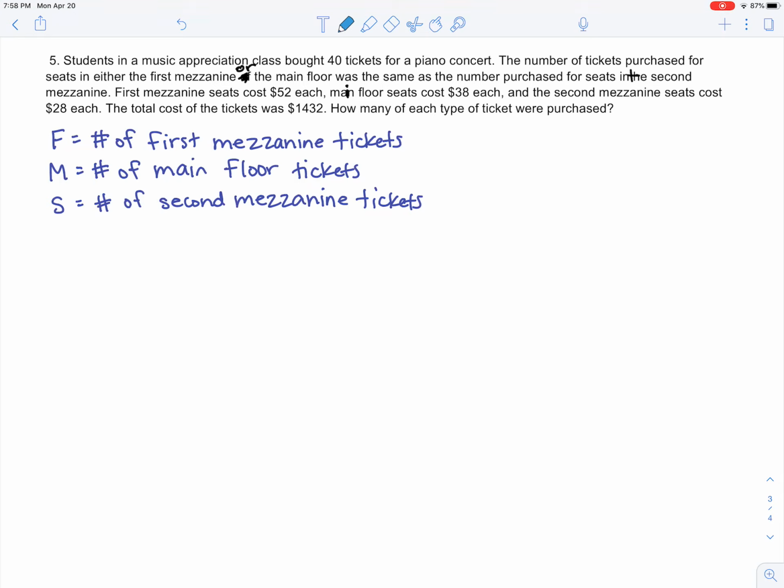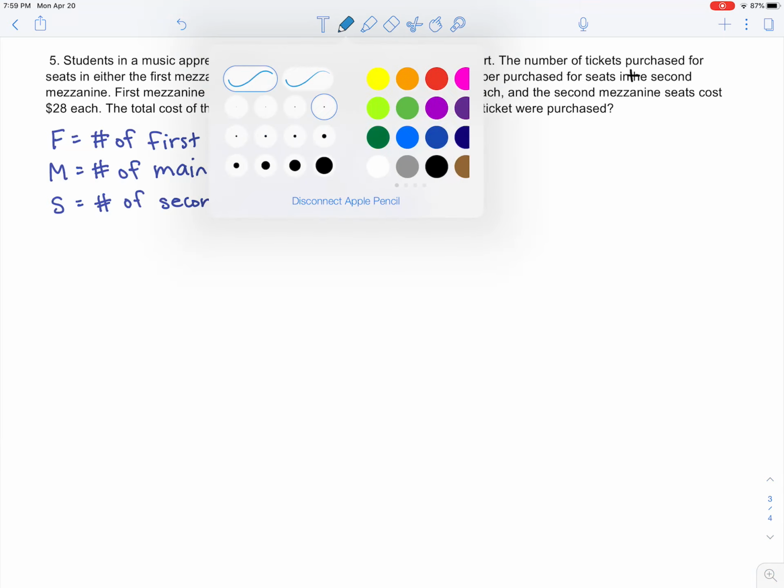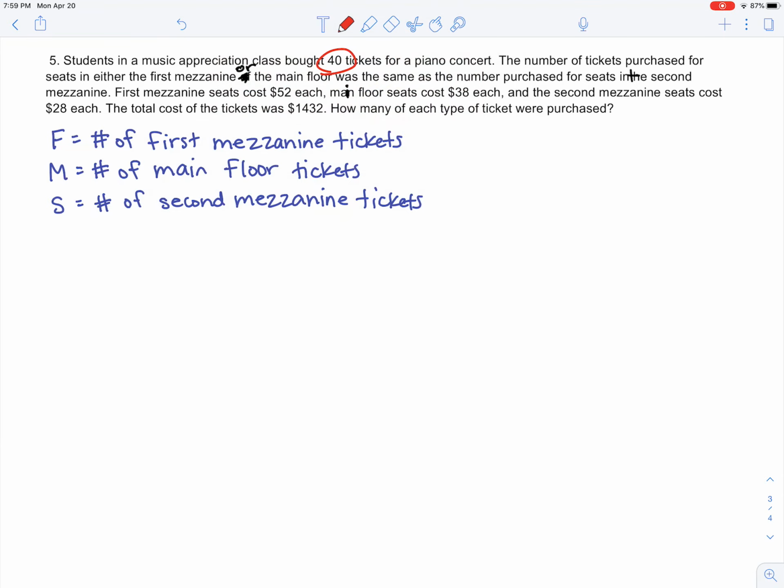Okay, so you can see here I did the same thing as the previous one. I chose letters to represent the unknown quantities, the number of tickets for each type of seat. Now we need to create 3 equations from the problem. Once again, the first sentence gave us a total. They bought 40 tickets total, so if I add these up, I should get 40. Then the next equation gives us another relationship. The number of tickets bought in the first mezzanine or the main floor adds up to the number of second mezzanine seats. So F plus M equals S.